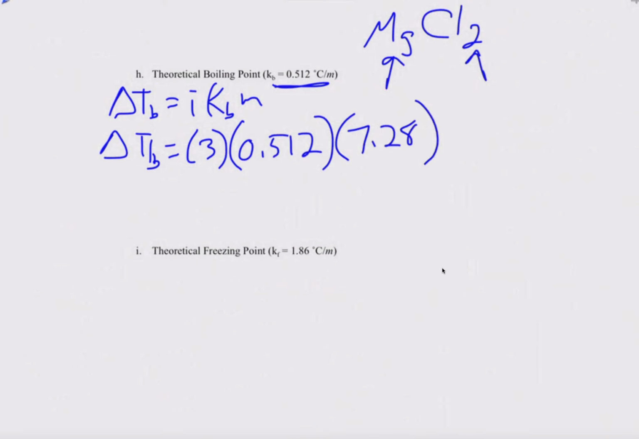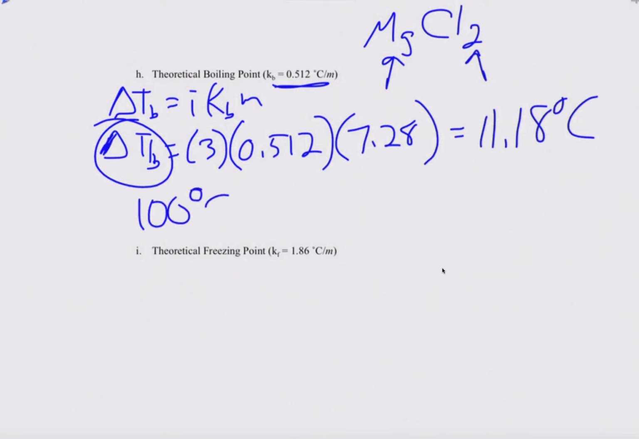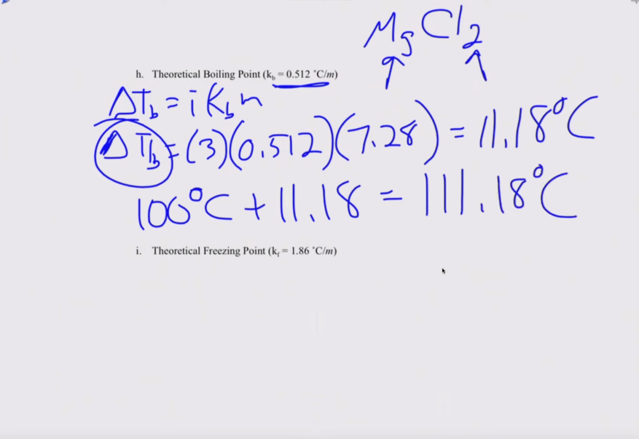When we do that math, we get a result of 11.18 degrees Celsius. That's how much the boiling point is going to change. That's what the delta TB means, change in boiling temperature. Since we're talking about water, it started out at 100, we add 11.18. That means the new theoretical boiling point of this solution would be 111.18 degrees Celsius.